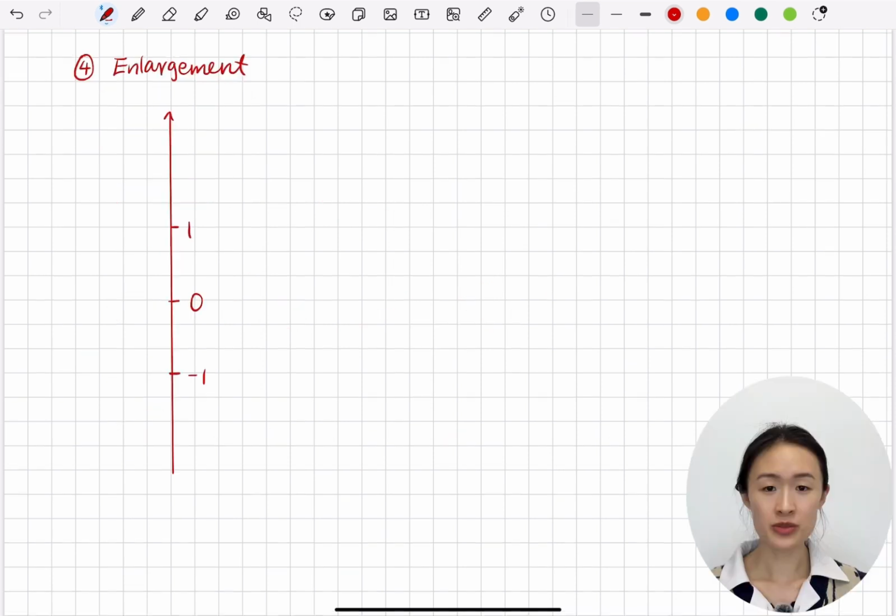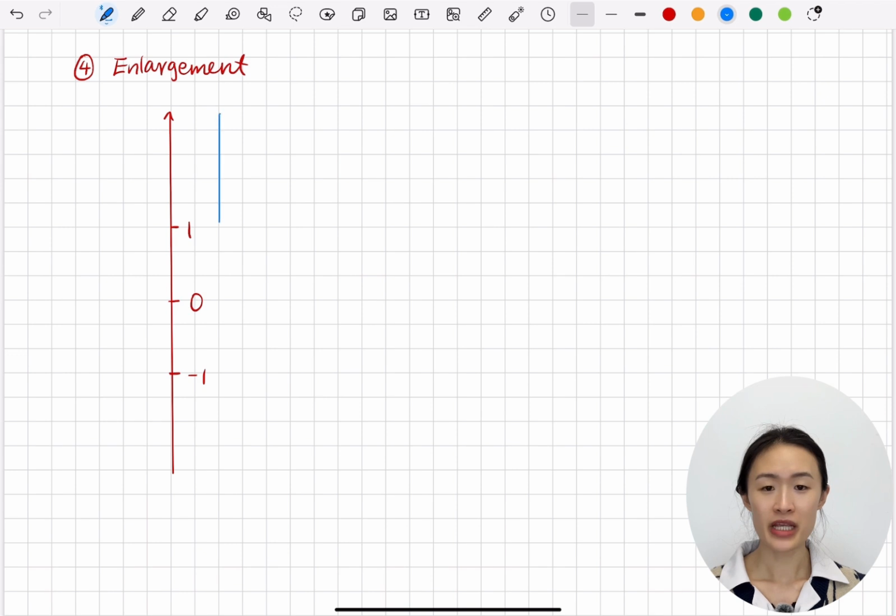And finally, enlargement. So when we are describing enlargement, we say enlargement by a scale factor of, and about the center, and then again we write down the coordinates of the center. Now in enlargement, depending on the scale factor, we will have a different effect.